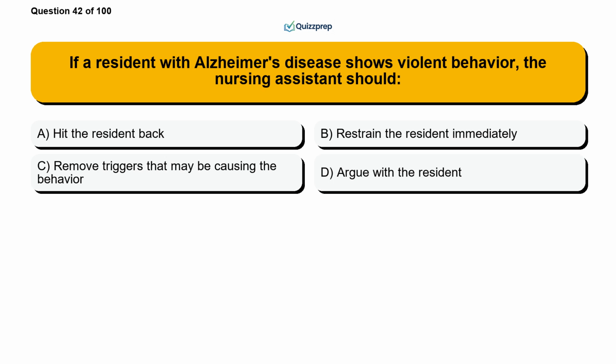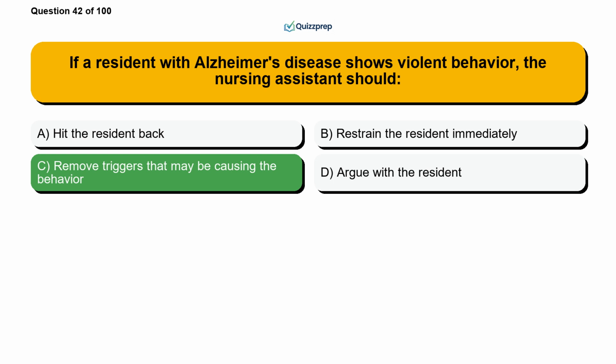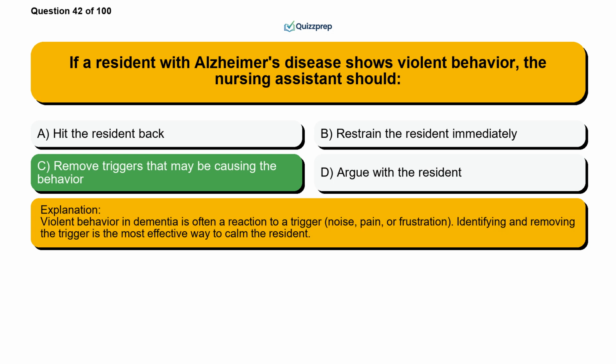Question 42. If a resident with Alzheimer's disease shows violent behavior, the nursing assistant should: Option A. Hit the resident back. Option B. Restrain the resident immediately. Option C. Remove triggers that may be causing the behavior. Option D. Argue with the resident. The correct answer is option C. Remove triggers that may be causing the behavior. Violent behavior in dementia is often a reaction to a trigger, noise, pain, or frustration. Identifying and removing the trigger is the most effective way to calm the resident.